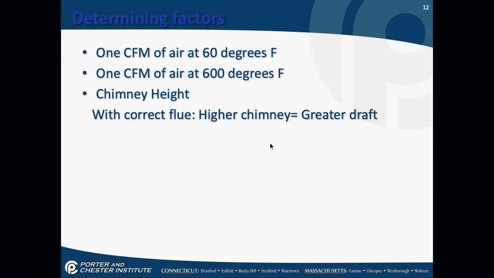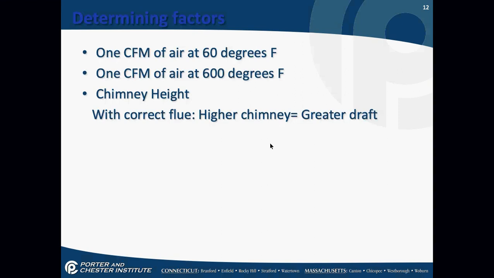Okay, there's determining factors of this all. If I have 1 cubic foot of air per minute at 60 degrees compared with 1 cubic foot per minute of air at 600 degrees, which is going to rise faster? The hotter the temperature, the faster it's going to rise. So my air at 600 degrees is going to rise faster.